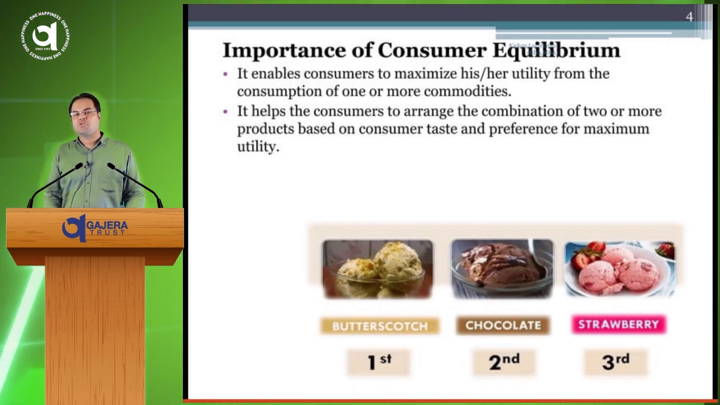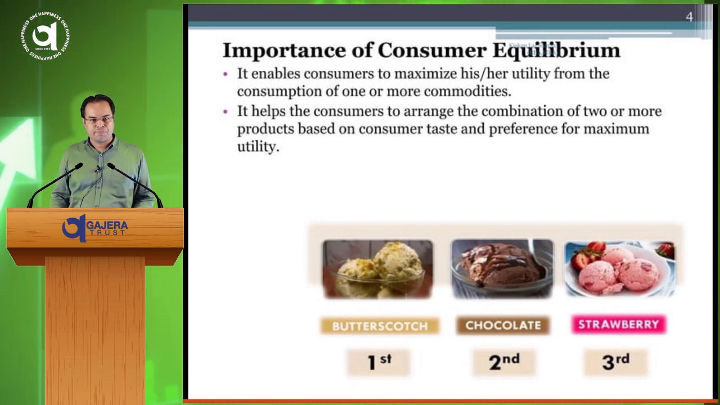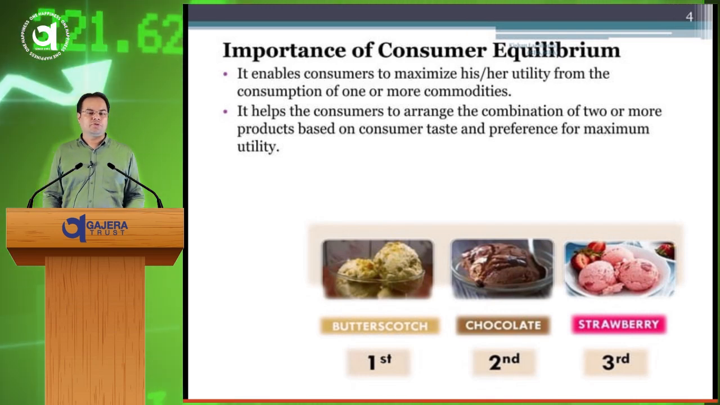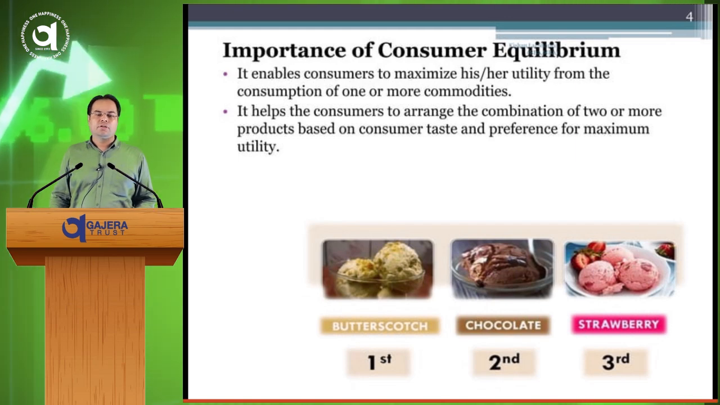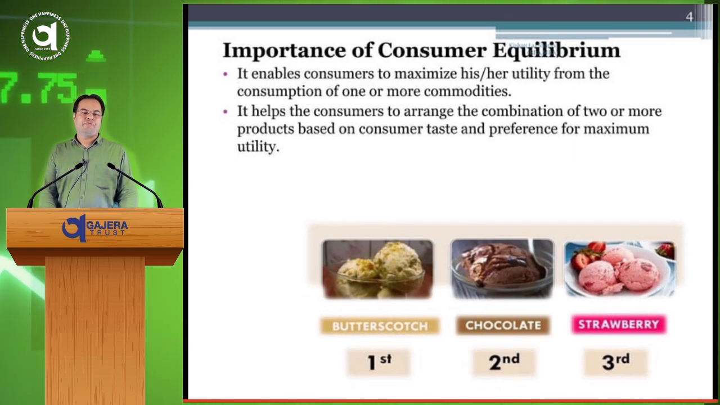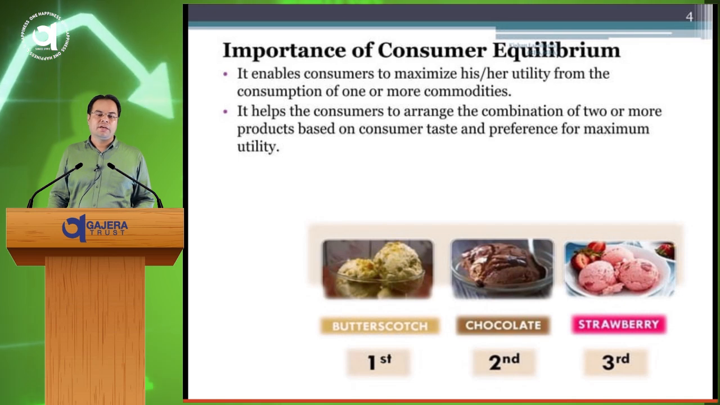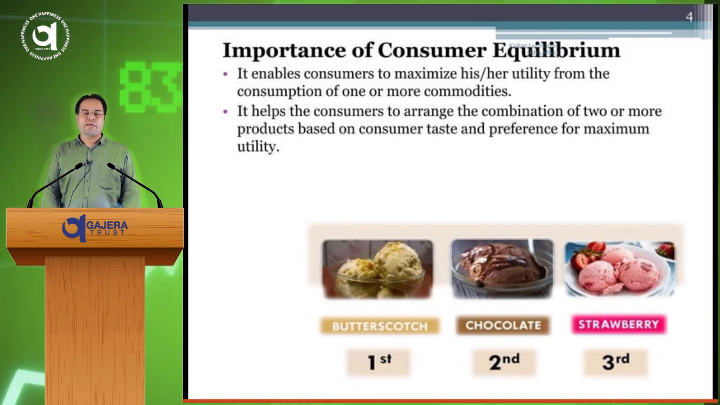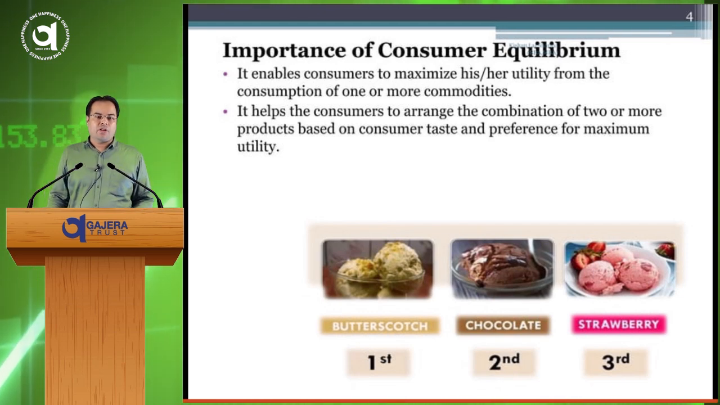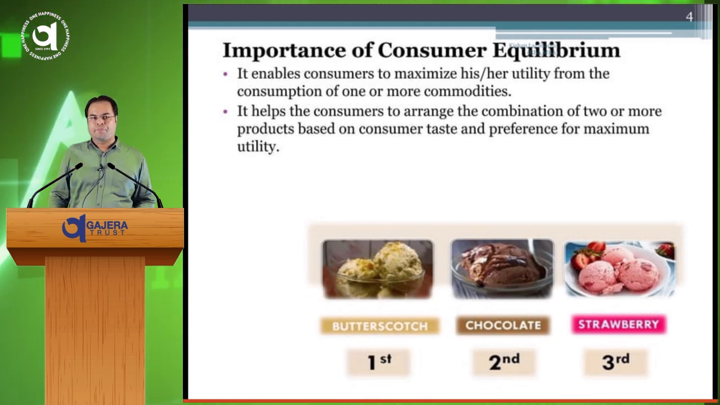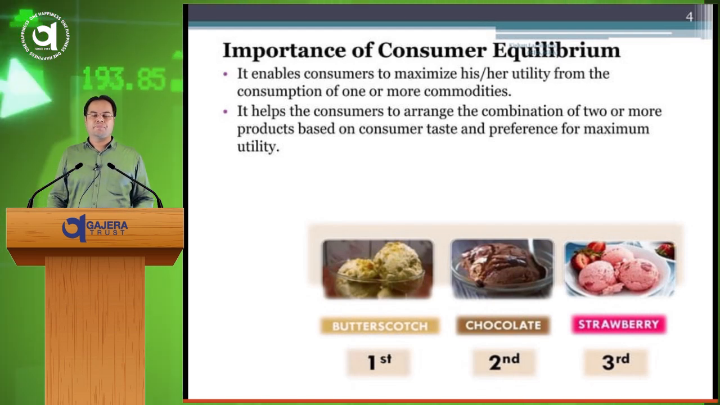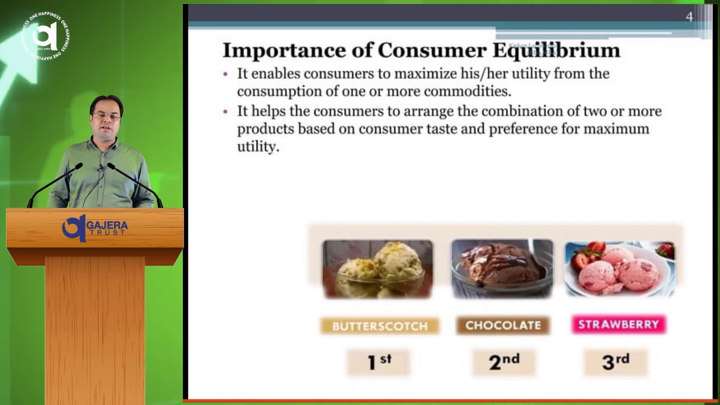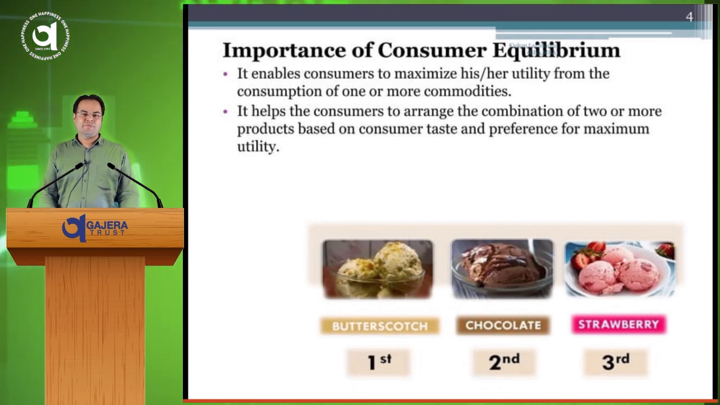It helps the consumer to arrange the combination of two or more products based on the consumer's taste and preference for maximum utility. As you can see, an example is given of ice cream with different flavors: first is butterscotch, second is chocolate, and third is strawberry. The utility, or we can say the satisfaction level, of a consumer is different. It differs from person to person, place to place, and time to time. So the consumer's taste and preference will decide at which level he or she gets the maximum satisfaction.